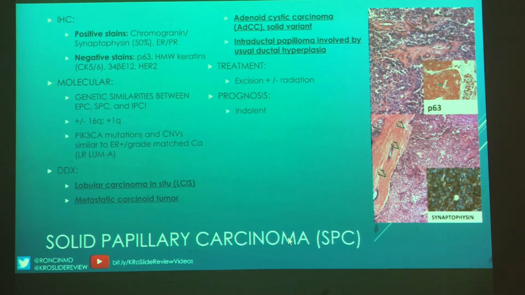They're going to take this out, plus or minus radiation, and they're indolent. So if you had to have a tumor, this is probably the one to have in breast.